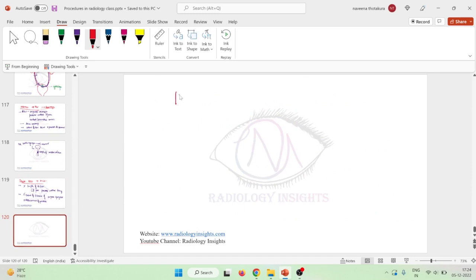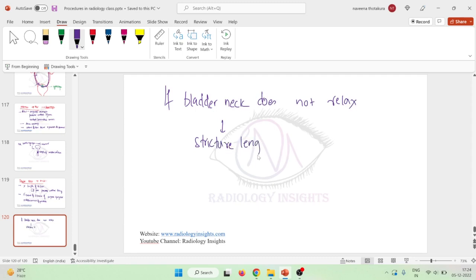Here one more important thing is, if both these are combined and the bladder neck is not relaxed, if the bladder neck is taut, then the stricture length is overestimated. If the bladder neck does not relax, then the stricture length is overestimated.